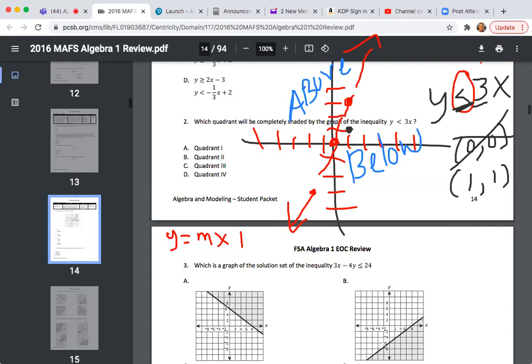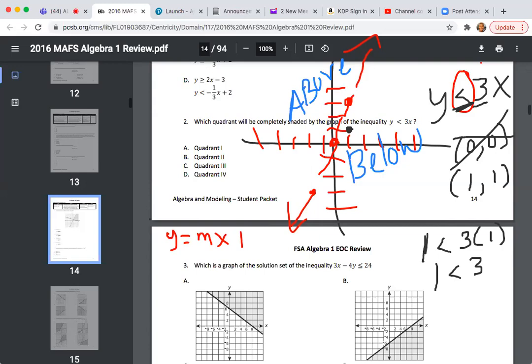So now, Mimi, we're going to take that 1, 1, go back into the inequality and plug it in. So if I plug in 1 for y, and 1 for x, okay? Look at what I get. I get 1 is less than 3. Is 1 less than 3? Yes or no, guys? Is 1 less than 3?